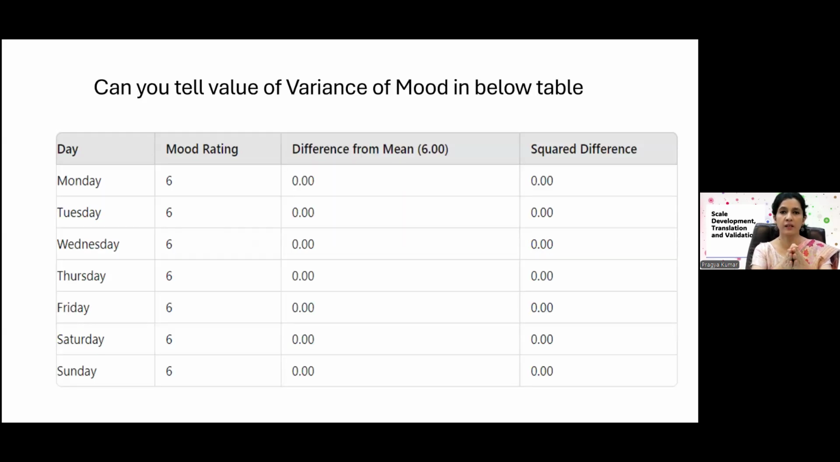So this was the concept of variance, and we will use this concept when we go to the exploratory factor analysis and when we see the confirmatory factor analysis. So this is the variance. Now coming to the steps in scale development and scale validation.